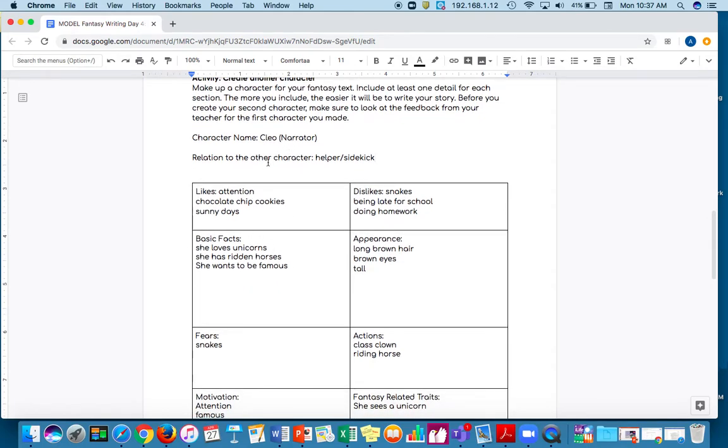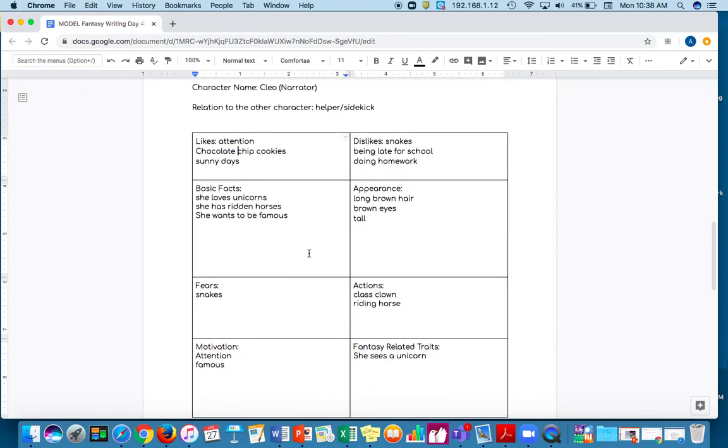Some of the narrator's likes, she likes attention. I said she likes chocolate chip cookies, because who doesn't like chocolate chip cookies? And she likes sunny days. She doesn't like snakes. She doesn't like being late to school. She doesn't like doing homework. The only thing from here that I have already written down that's important to our story is that she likes attention. None of these other things really come into our story.